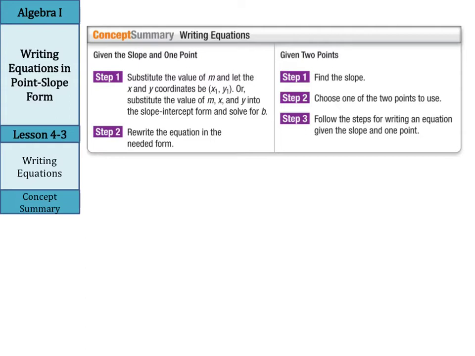If we're just given 2 points, we can find the slope, choose one of the 2 points to use, and then write it in slope-intercept form, or write it into point-slope form, or standard form, or really pretty much anything.